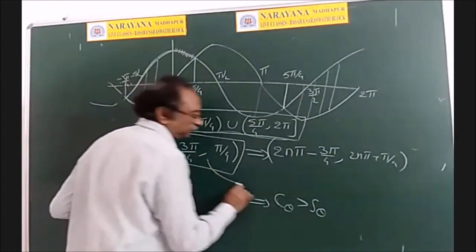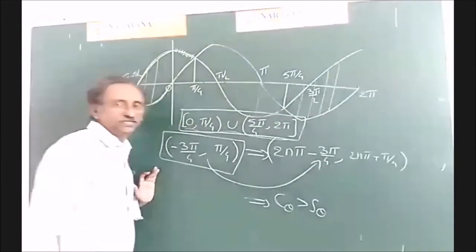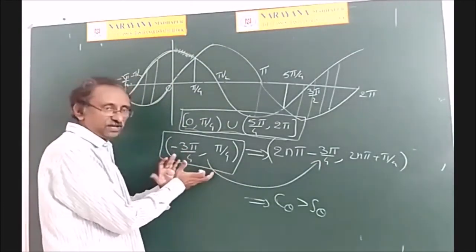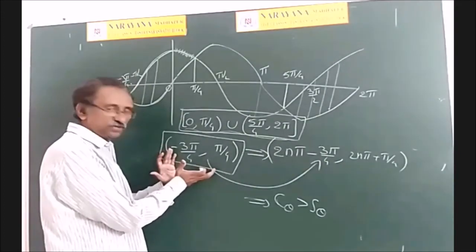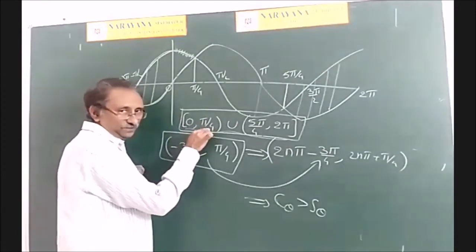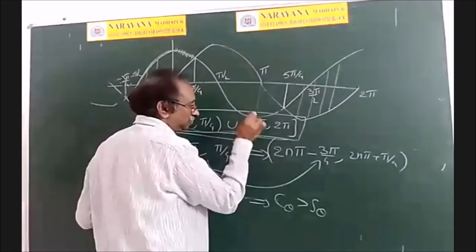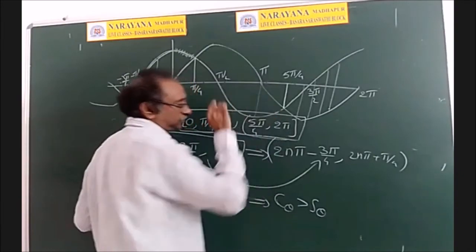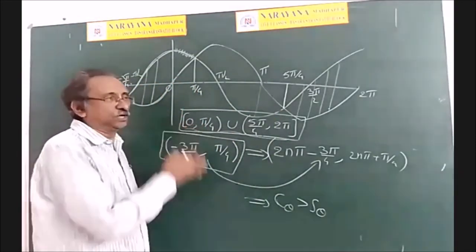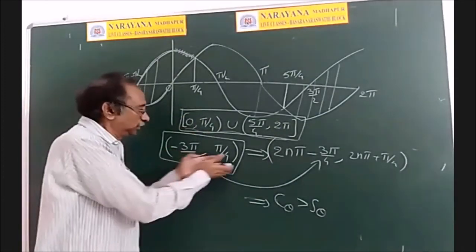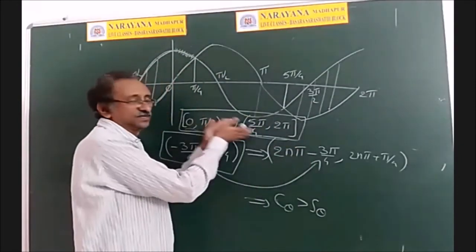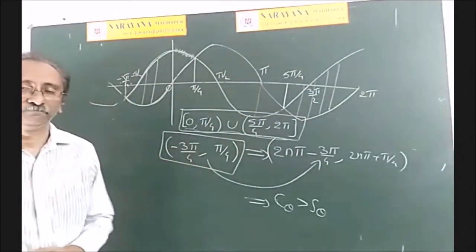For this, if you want to write generally, it is the answer, because always the examiner or paper setter will take a continuous interval. That's why I am writing this. Even though, if you write 2n pi plus 0, comma 2n pi plus pi by 4 union 2n pi plus 5 pi by 4, comma 2n pi plus 2 pi, you can write like that. If you put n equal to 0, 1, 2, or minus 1, you will get the intervals. Both are the same.